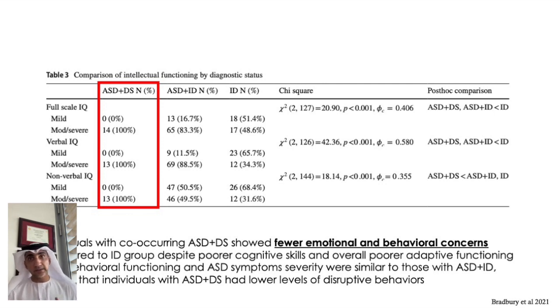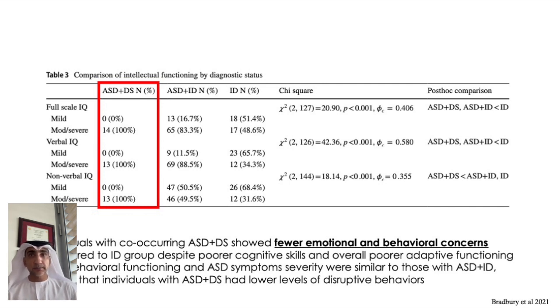This study showed that individuals with co-occurring autism and Down syndrome showed fewer emotional and behavioral concerns compared to the intellectual disability group, despite having lower cognitive skills and overall lower adaptive functioning skills. Their behavioral functioning and ASD symptom severity were similar to those with autism and intellectual disability, except that those with ASD and Down syndrome had lower levels of disruptive behaviors. We can see the results in this slide.